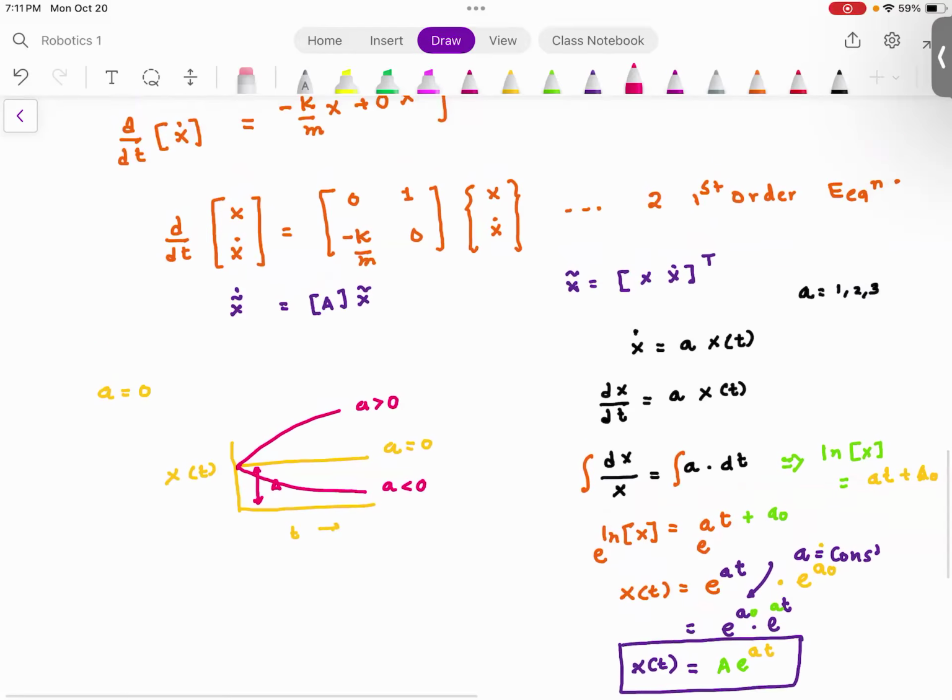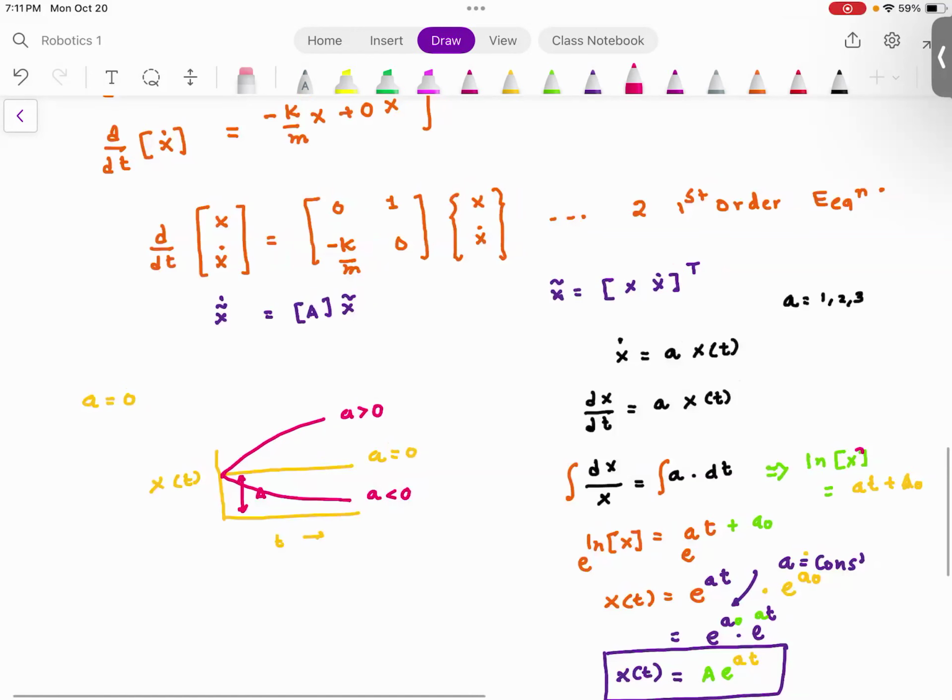What this means is the behavior of the solution depends upon the sign of a. When a is less than 0, the solution is asymptotically stable. When a is equal to 0, it is neutrally stable. And when a is greater than 0, it is unstable.